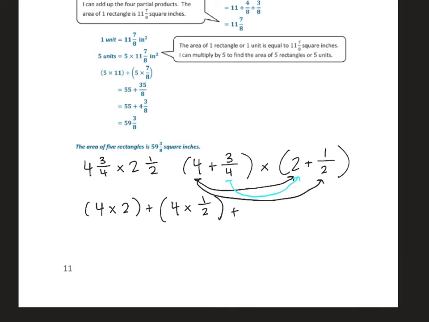Okay, again, I'm just multiplying the 3/4 by both of the numbers in the other problem. So now I'm going to write 3/4 times 2 and a plus sign. And then once again, I'm going to start at 3/4 and I'm going to multiply it by the last number that I have. 3/4 times 1/2.